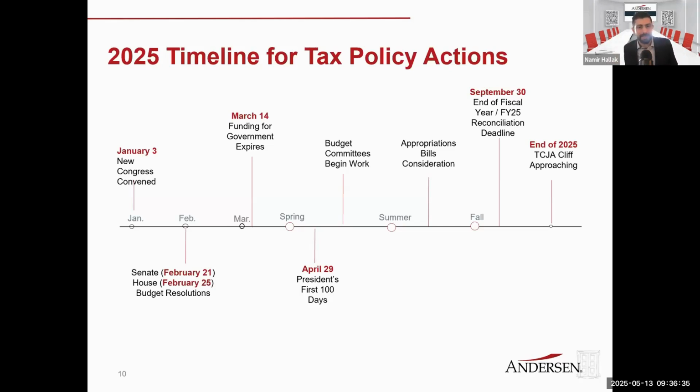So how do we go from what we saw yesterday as a bill to what becomes law in the US? Well, it has to pass both the House and the Senate, and then it's got to be signed by the president. So let's break that down.